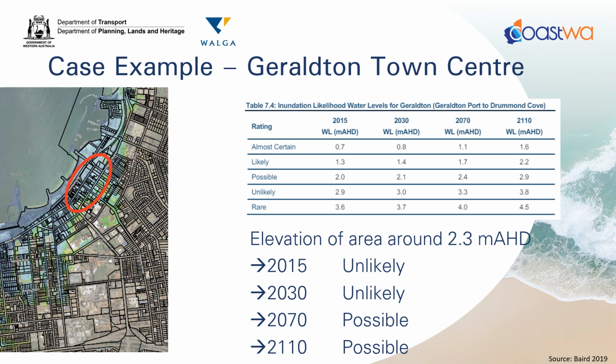So for 2015, we're talking about 2.3. We obviously don't meet possible because possible is 2 metres or less. Unlikely is 2.9 metres or less. So we're fitting in the unlikely side of it there. When we're looking at 2030, again, we're in the unlikely. When we're looking at 2070, we're now down to possible. And then 2110, we're also at possible, almost at likely, but we're still in the possible realm.